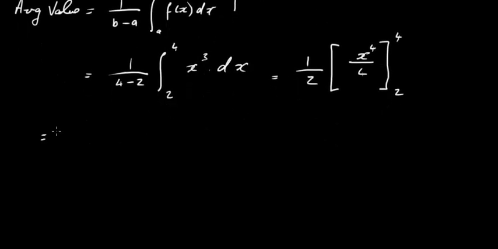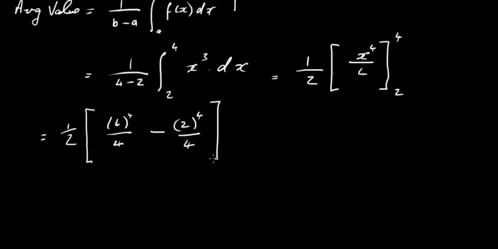I'll do that over here, let's say. So we have a half, and then we want to put 4 in here and 2 in here and subtract them. So we're putting 4 in, and that's going to be to the power of 4 over 4, and then we're going to subtract. Now we've got to put 2 in, and that's going to be to the power of 4 over 4 as well.